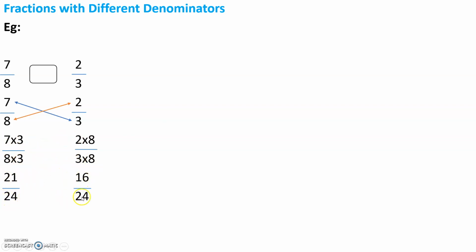Now see children, we got the denominators equal. Now tell me which one will be the bigger here. Yes, you are right. 21 is the bigger. So 21 upon 24 will be the bigger fraction. So I put the bigger fraction sign. So automatically 7 upon 8 will be the bigger fraction than 2 upon 3.